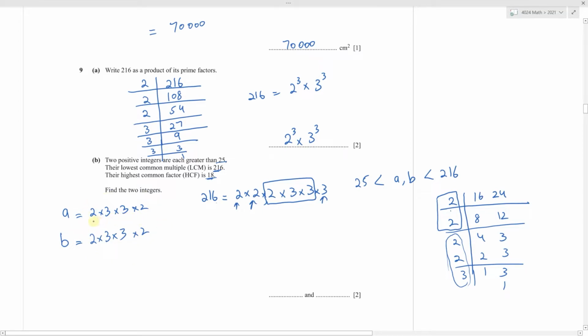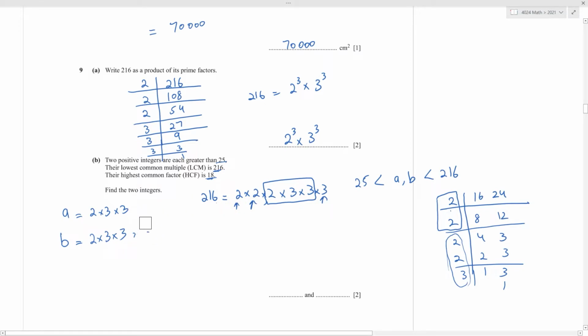HCF is what? All the common prime factors between the two numbers. So this 2 will also become common between the two numbers A and B. So the HCF will no longer be 18. HCF will now become 3 2s are 6, 6 3s are 18, 18 2s are 36, and this 36. So now the highest common factor, we have changed it. It's no longer 18. So that means I cannot give this one 2 here and the other 2 here.